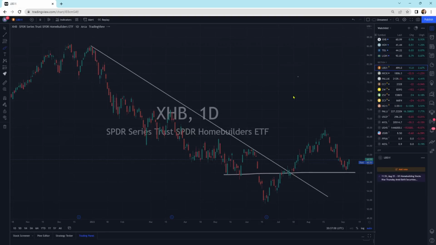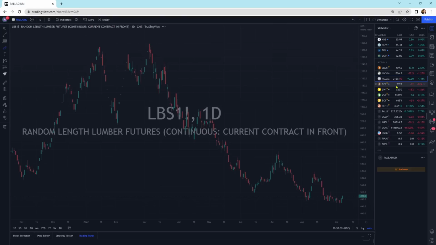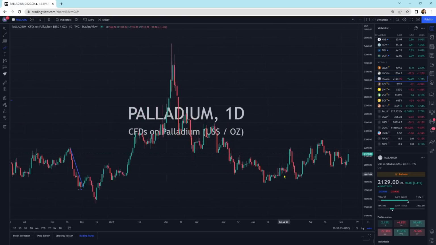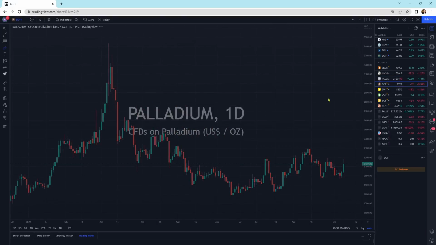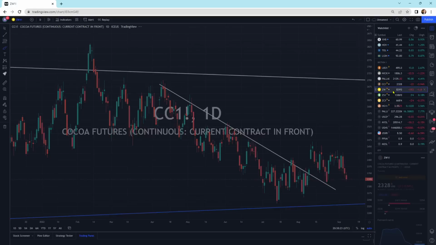Lumber still looking strong, 2.7% up. And we're getting a little bit of momentum, catching our feet underneath us a little bit to move higher. So that's looking good for lumber. Palladium rocketing higher today, a little bit of wick at the top, but that's looking strong. Cocoa futures, again, we've broken out of this downtrend line. We did a little retest. I still think this is going to go higher.